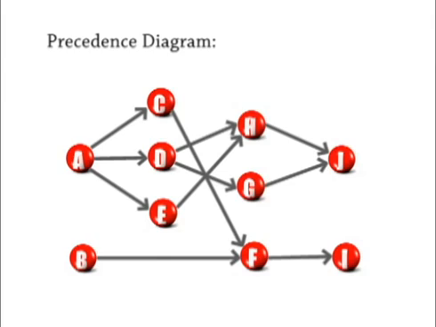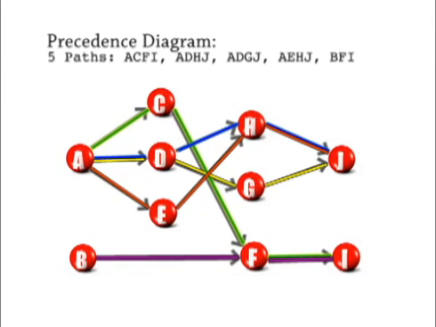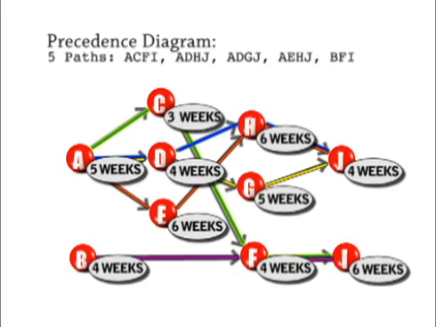We can use this diagram to go through and identify our paths. For instance, we have paths A, C, F, and I; path A, D, H, and J; path A, D, G, and J; path A, E, H, and J; and B, F, and I. So we have 5 paths through this project. We can go through and use the information that we had for each one of these activities, and we can identify what the critical path is.